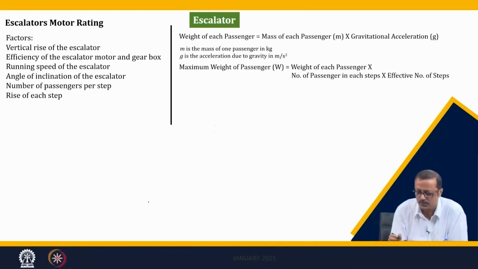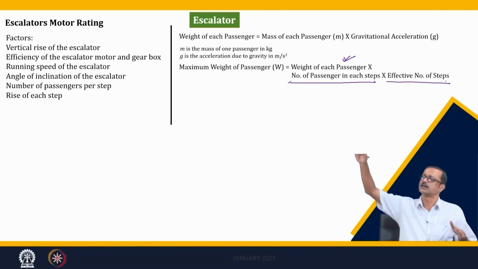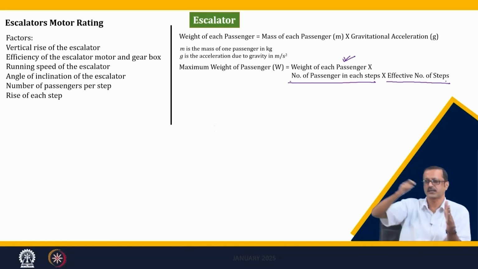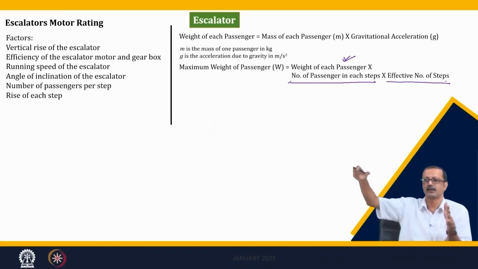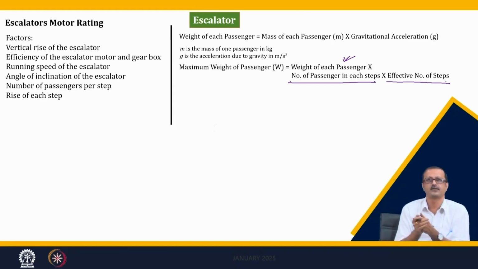So, how am I going to find the weight of each passenger, number of passengers in each step and number of steps in a particular escalator? Suppose you take a screenshot of an escalator. So, there are suppose 18 steps and in each step there are 5 people. So, there are 90 people, because 18 into 5 people per step. So, you can find out.